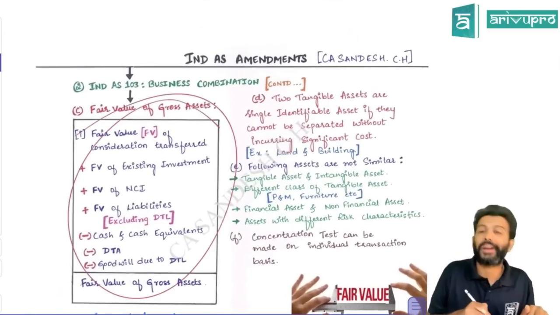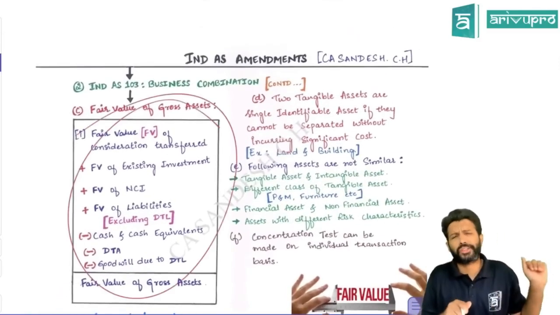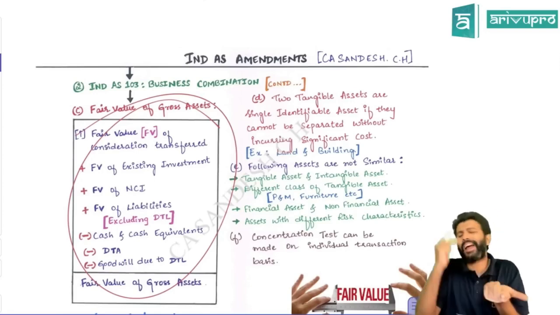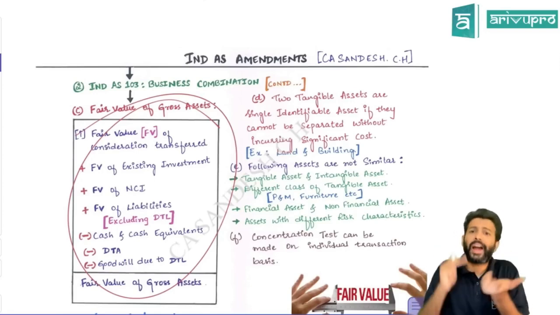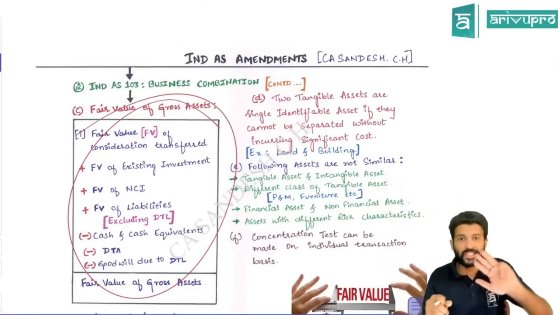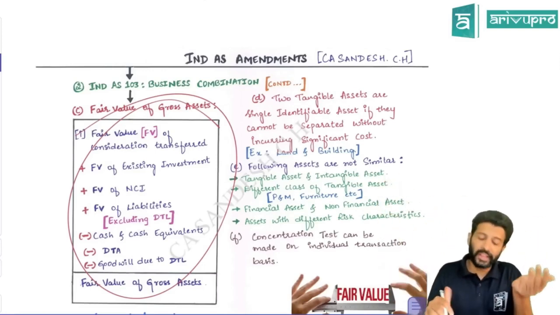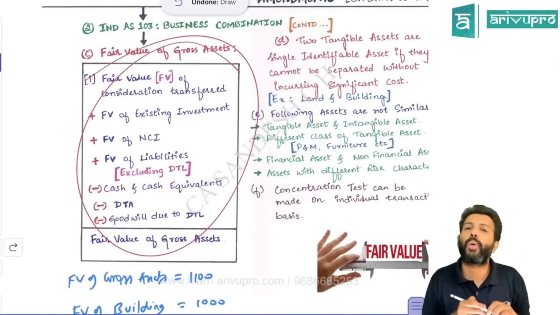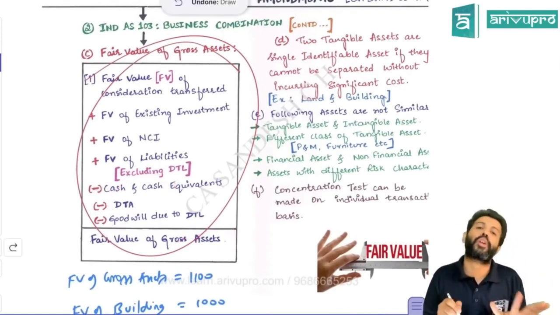So how do you find out fair value of gross assets? For that, they've given a format. This is similar to your goodwill calculation. Take the fair value of consideration paid, fair value of existing investment, add non-controlling interest, add back the fair value of liabilities, because we want fair value of gross assets. So that's the reason liabilities you add back. If there is any cash or deferred tax asset, reduce that. Then the final number you get is what we refer to as fair value of gross assets.